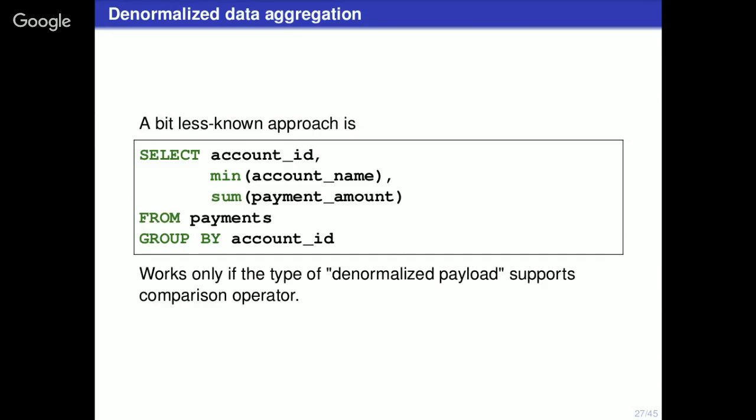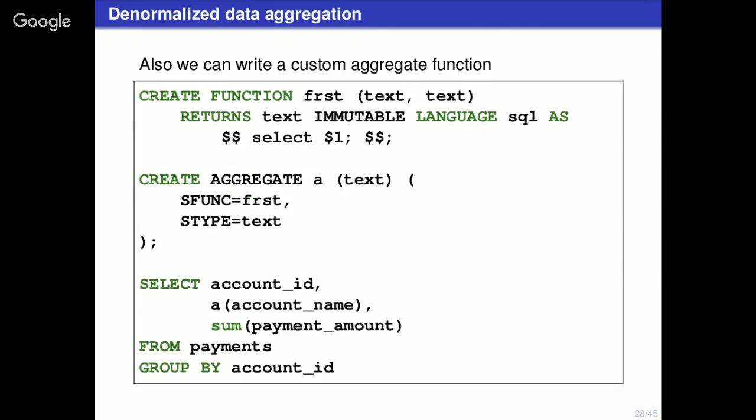A bit less known approach than the straightforward solution is to use some aggregate function that does preserve the same value, say max. Luckily, we have a max function for strings. For some types, we don't have min or max functions. We can write a custom aggregate function in SQL for now.